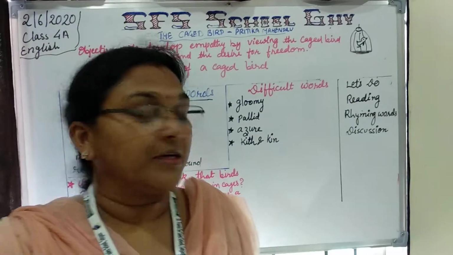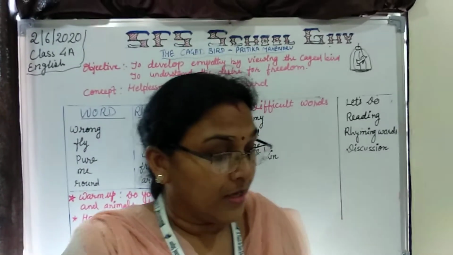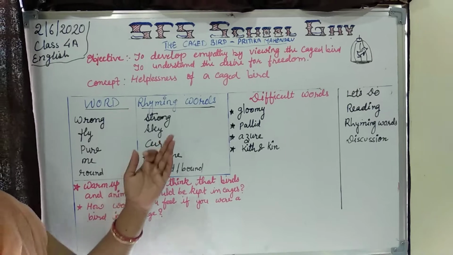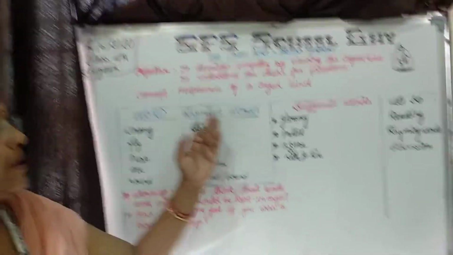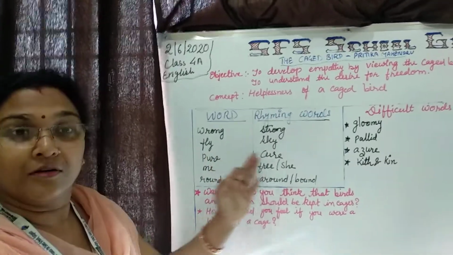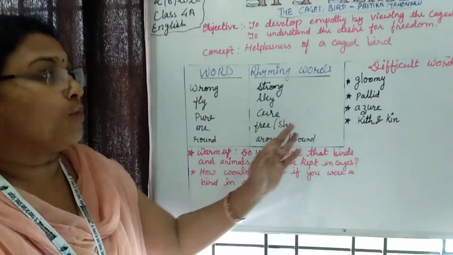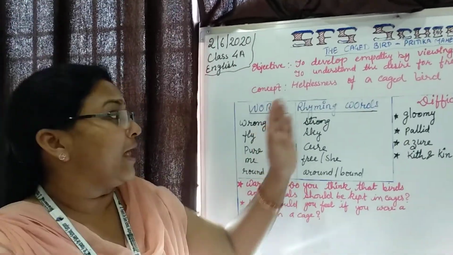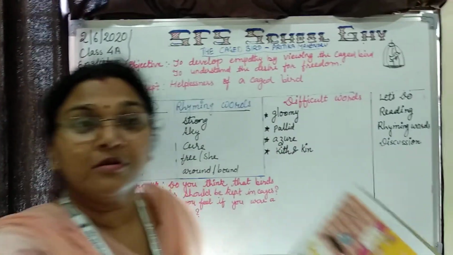So before starting this poem, let's open page number 13. Children, on page number 13 you will find one topic entitled Listen and Say Aloud. On that page you will get some words, and along with the words you will get the rhyming words of that particular word. For example, we have the word wrong. So the rhyming words for wrong are strong, fly, sky, pure, cure, me, she or free, round, around or bound. These are some of the words which you are going to understand with the help of the rhyming words.